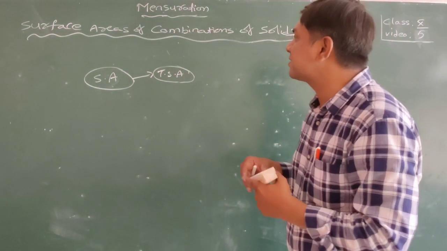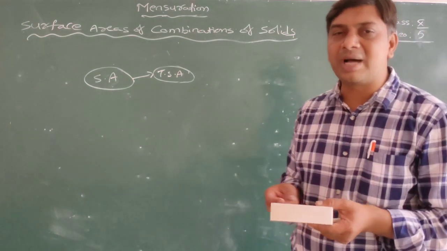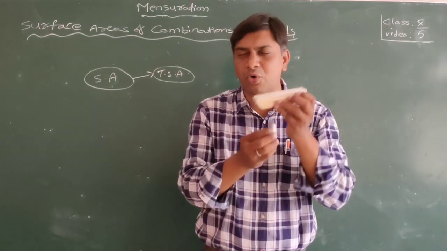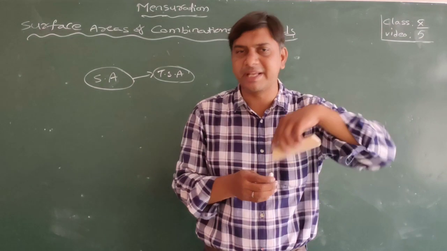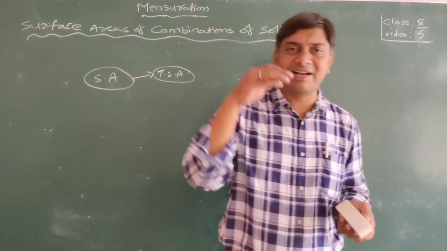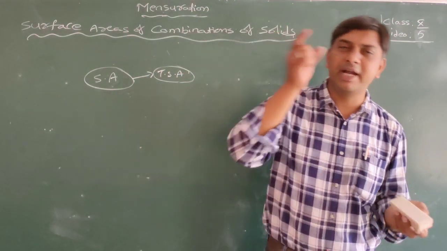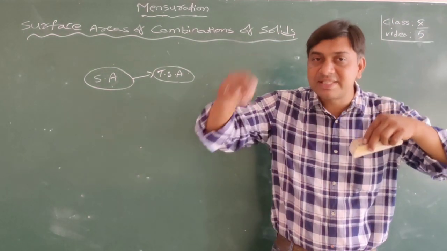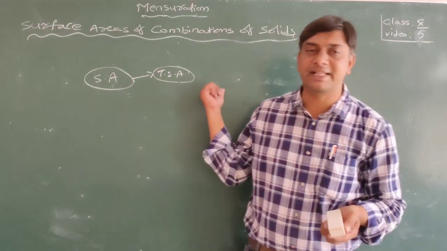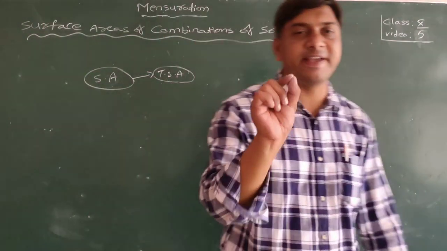Okay, surface areas of combinations of solids means two or more objects are joined. One cylinder and one cuboid are joined, or one cylinder and one cone, or one cylinder and one hemisphere. Like that, a combination of a cylinder, cone and hemisphere joined together. For the resultant solid, whatever you get, they ask the surface area of that resultant combination. Surface area is nothing but TSA, total surface area.